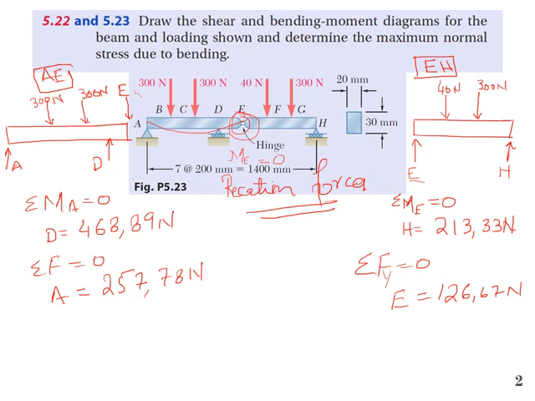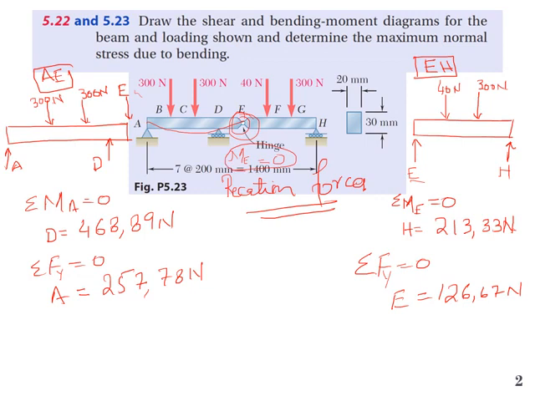Now, if we take moment about A equal to 0, we can find the value of D, that is 468.89 Newton, and sum of forces in vertical direction is equal to 0. So A will be equal to 257.78. By drawing the free body diagram, considering it as a rigid beam, and applying the static equilibrium condition, we can find the reaction forces and also the force at the pin at E. And now remember, on that pin or hinge, the moment will be 0.